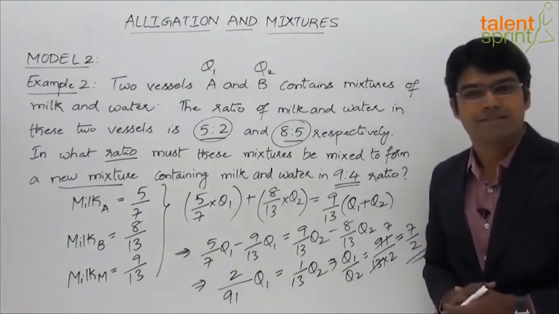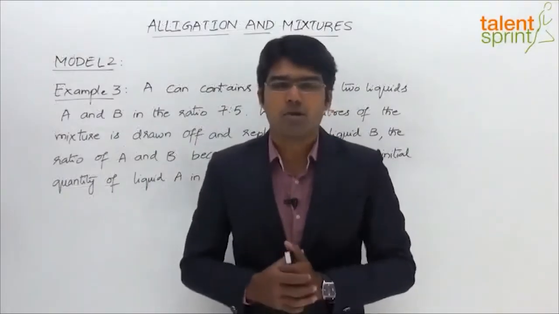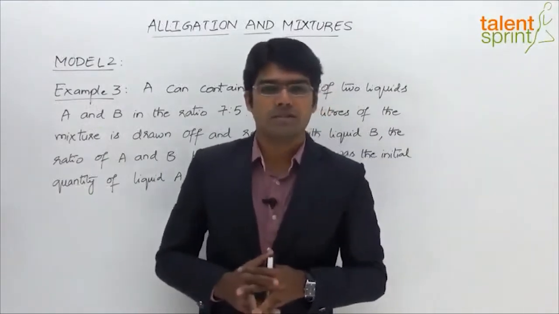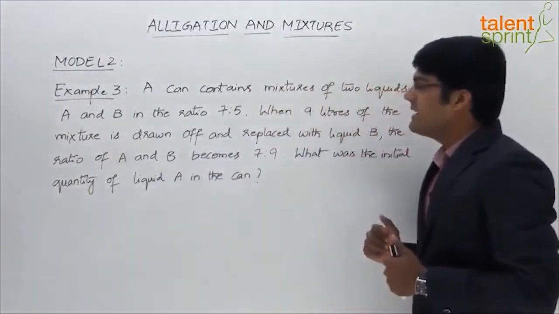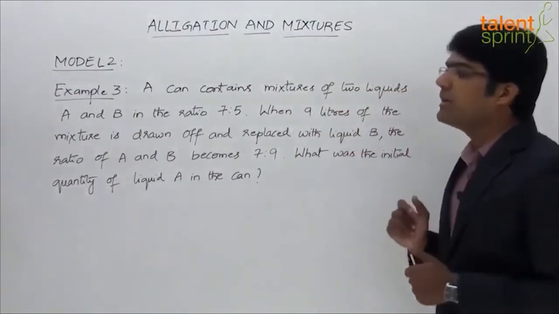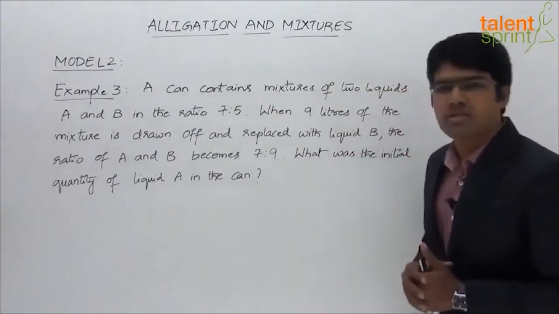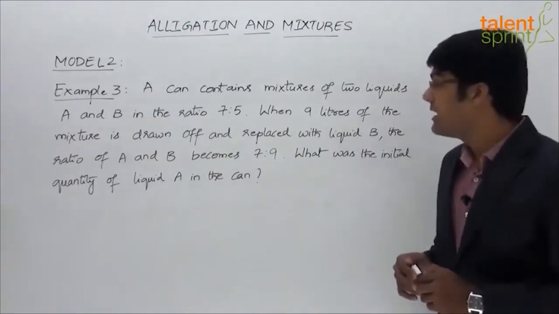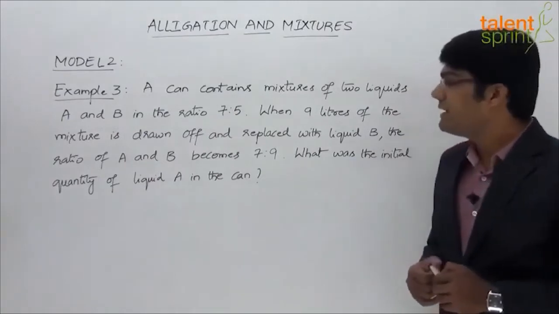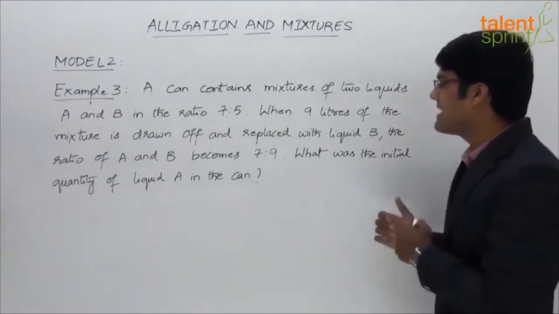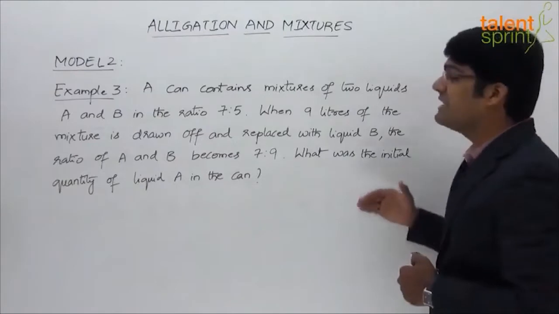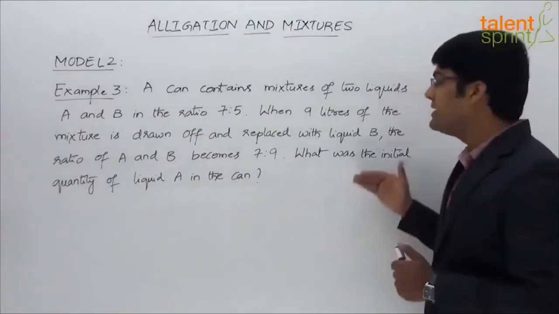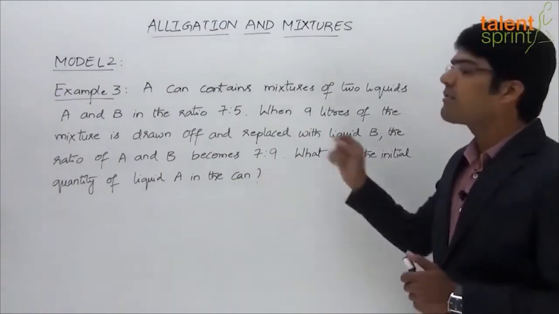Let us now take the third example from model 2 of alligations and mixtures, which is based on the case of compound mixture. The question here is, a can contains mixtures of two liquids A and B in the ratio 7:5. When 9 liters of the mixture is drawn off and replaced with liquid B, the ratio of A and B becomes 7:9. So what was the initial quantity of liquid A in the can? So we are required to find out the initial quantity of liquid A in the can from the given data.